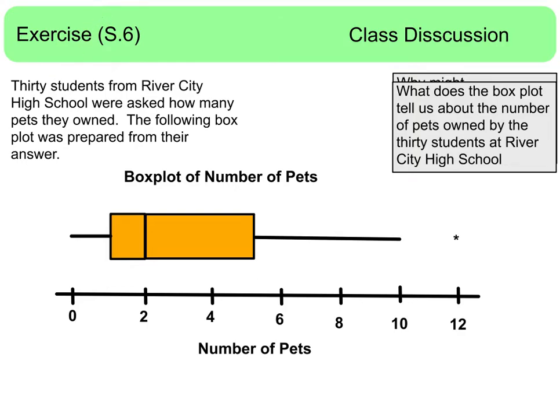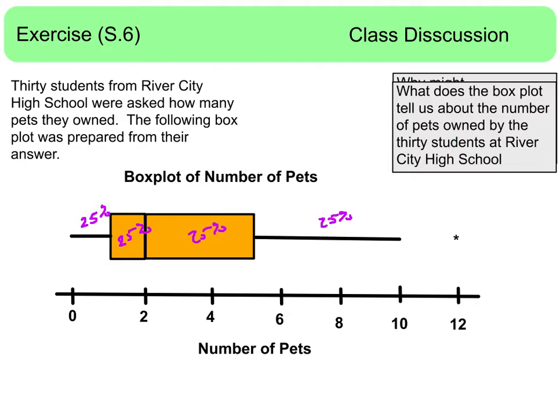Here we have our box plot. Again, just to remind ourselves, in a box plot, each part is worth 25% of our data. Here we give a scenario where 30 students from River City High School were asked how many pets they own, and the following box plot represents that data from the survey. So it tells us certain things. If we look at the question directly, it says, what does the box plot tell us about the number of pets owned by the 30 students?